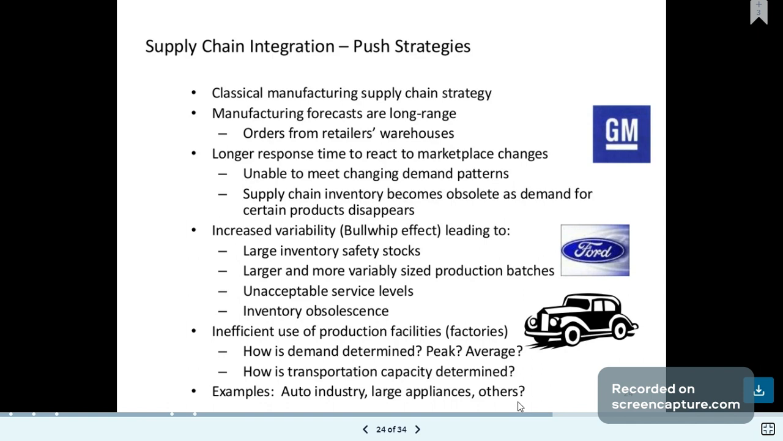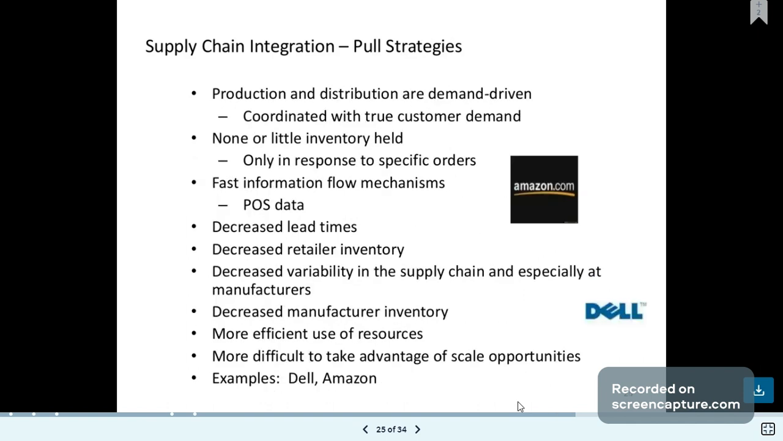So these are the strategies we can use, and these are the pull strategies. Multiple companies like Amazon and Dell are using them, where production and distribution are demand driven.